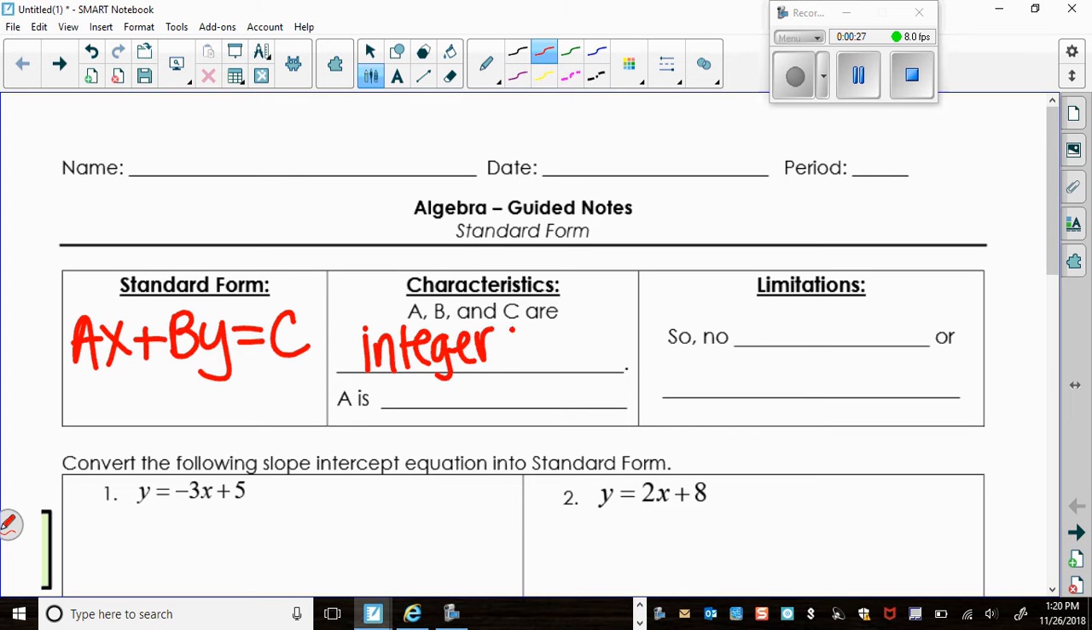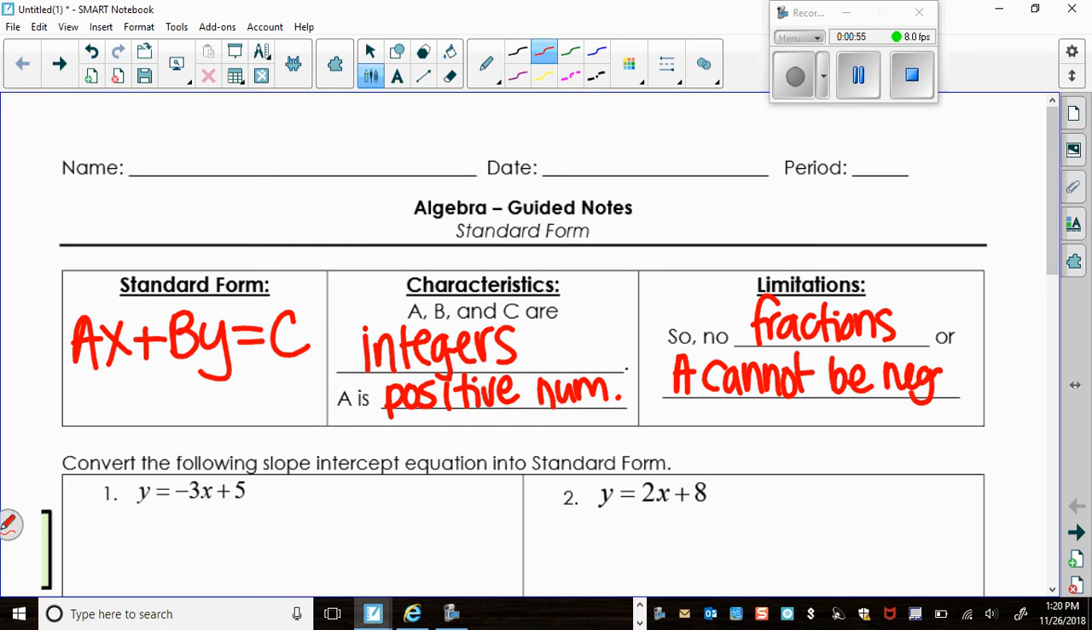But more specifically, a is a positive number. It cannot be a negative number, okay? We'll talk about what happens if we do end up having a as a negative number. So the couple of limitations are: there can be no fractions, and a cannot be negative.